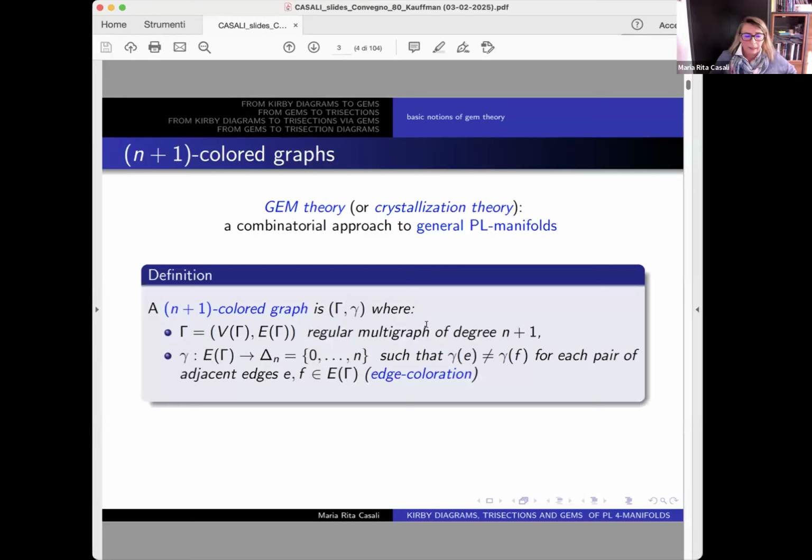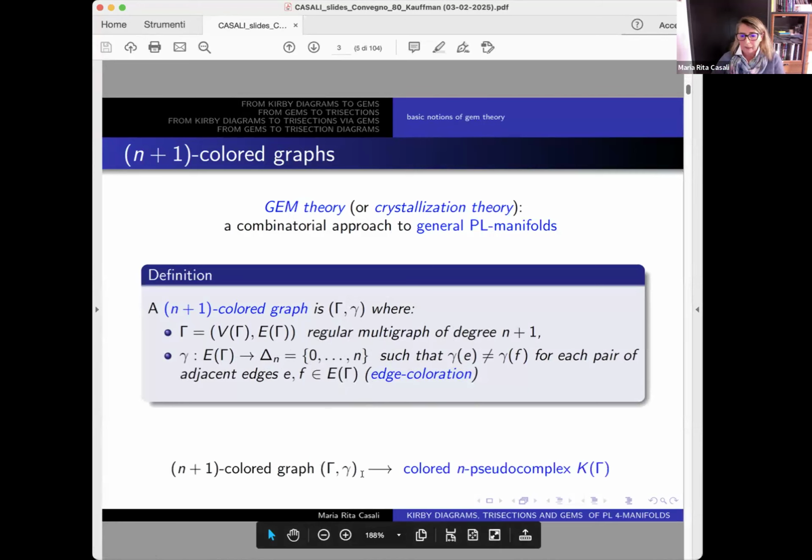An (n+1)-colored graph is a regular multigraph of degree n+1 endowed with an edge coloration. It has a coloration of its edges by means of n+1 colors, so that adjacent edges have different colors. The color set is usually chosen to be 0, 1, ..., n, and it is denoted by Δ_n.